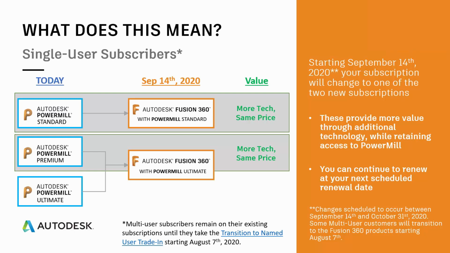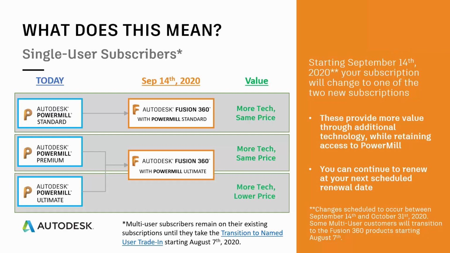Now, finally, if you're a single user subscriber to PowerMill Ultimate today, you'll be migrated to the new Fusion 360 with PowerMill Ultimate offering. So this will give you the same level of technology that you've been used to using in PowerMill, but at the lower equivalent price of an old PowerMill Premium subscription. So you'll be getting more tech at a lower price point. How fantastic is that?